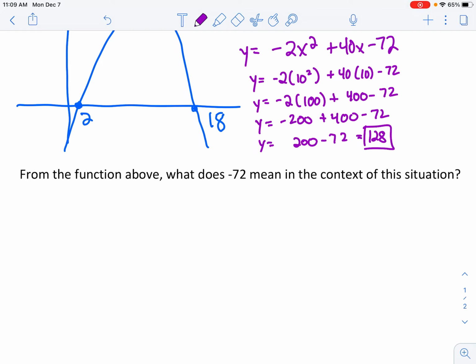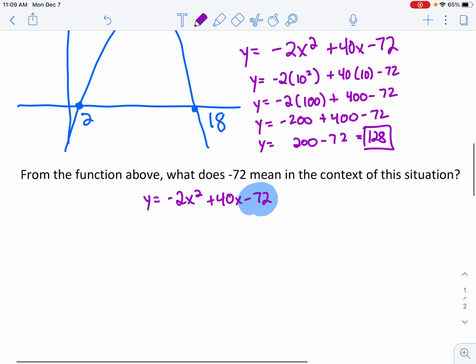So here's what they're asking. We've got our equation, negative 2x squared plus 40x minus 72. And they're asking, what does this right here mean in terms of fish and degrees and all that stuff? Well, we've talked about this. The negative 72 is the y-intercept. And that is when x equals 0.